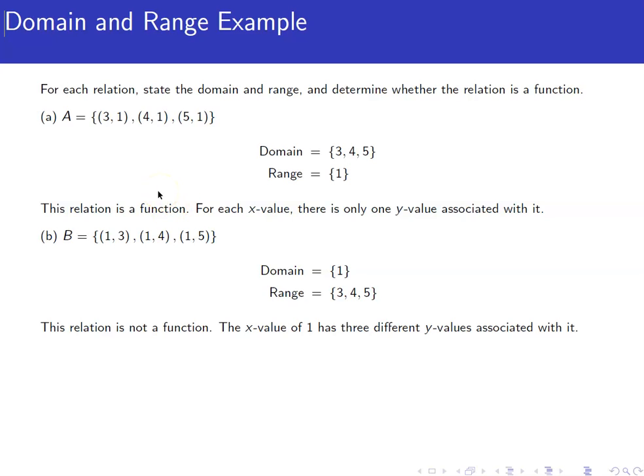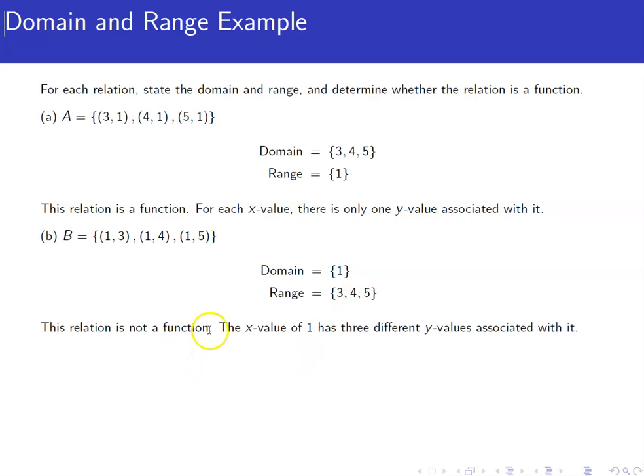Maybe to make that a little bit more clear, let's look at the second example where we have B is the set of ordered pairs (1, 3), (1, 4), (1, 5). We've just flipped the coordinates around. In this case, the domain is just the set containing 1 because that's the only x coordinate we see. The range, however, we see a y coordinate of 3, 4, and 5. So the range is the set containing 3, 4, 5.